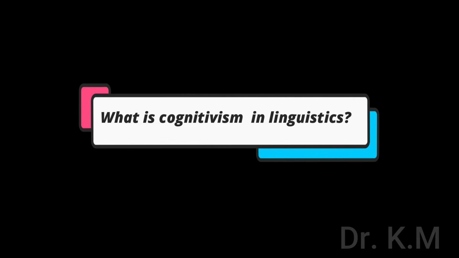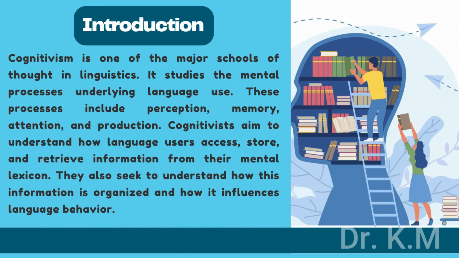So, let's begin with this question. What is cognitivism in linguistics? Cognitivism is one of the major schools of thought in linguistics. It studies the mental processes underlying language use. These processes include perception, memory, attention, and production. Cognitivists aim to understand how language users access, store, and retrieve information from their mental lexicon. They also seek to understand how this information is organized and how it influences language behavior.